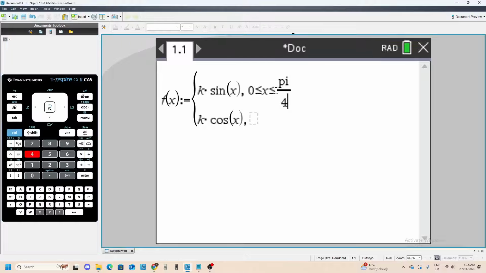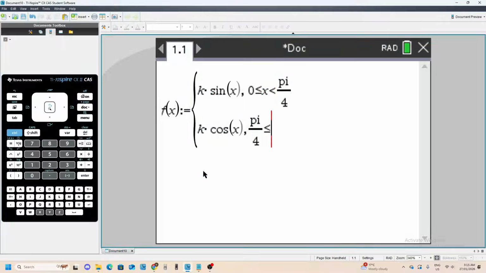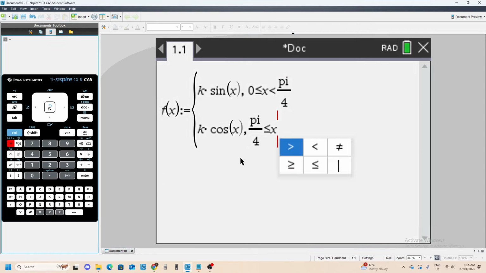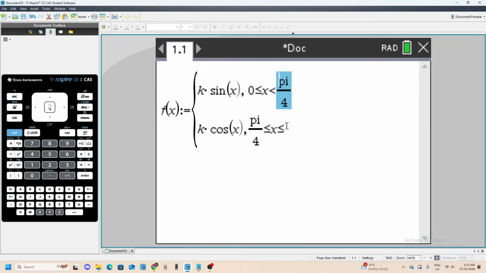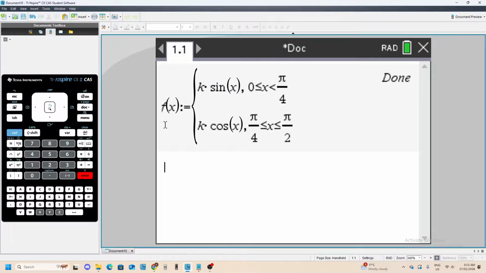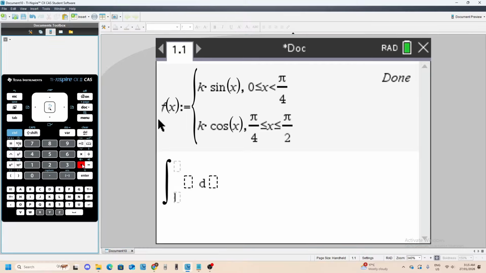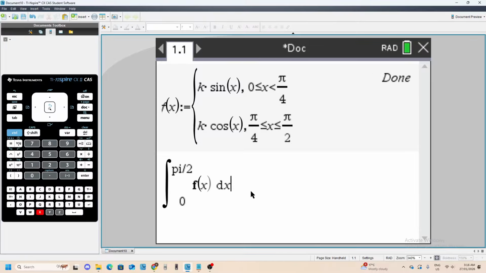So pi over 4. And this is not, it's less like that. Yep, just double checking it. Okay, nice. Taking that, putting it less than or equal to x, less than or equal to pi over 2. And there it is. So we've defined it, and we know that if we integrate it from 0 to pi over 2 of f of x dx, it equals 1.